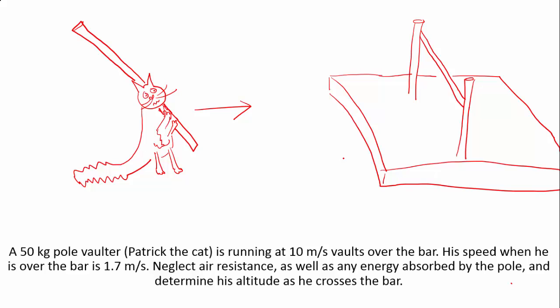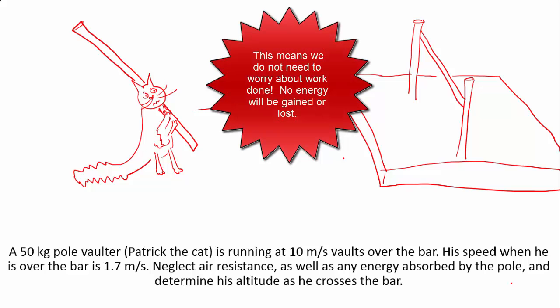This is an energy problem that we are going to use an LOL chart and conservation of energy to solve. The question is about a very hefty cat, Patrick, who is pole vaulting over a bar. It gives us the information that he is running originally at a speed of 10 meters per second, and then when he crosses over the bar, he's moving at 1.7 meters per second. The problem says to neglect air resistance as well as any energy absorbed by the pole, and to determine his altitude as he crosses the bar.